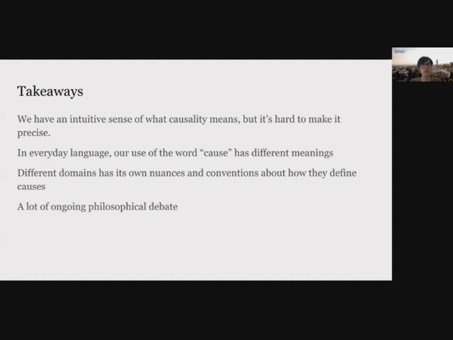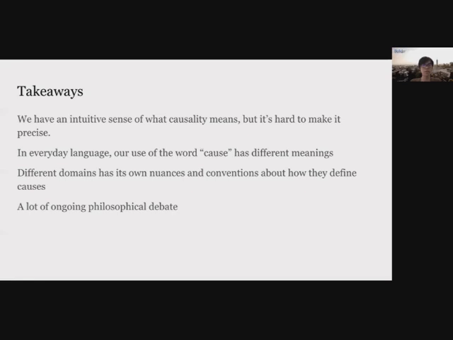First, we definitely have some intuition for what causality means, but as you saw, it's very hard to make it precise, especially because even in everyday language, we use the word cause in different ways. And furthermore, even in scientific or technical fields, people use cause in different ways as well. So these fields all have their own nuances and conventions.